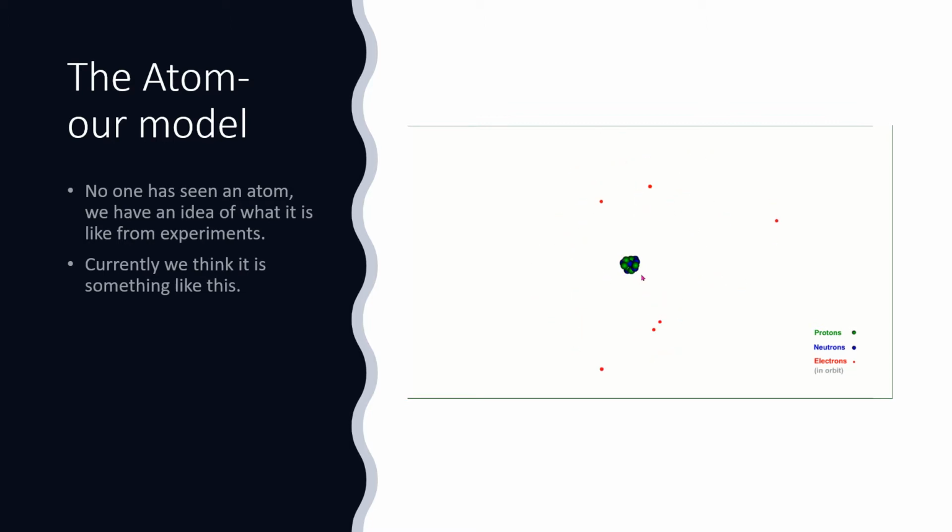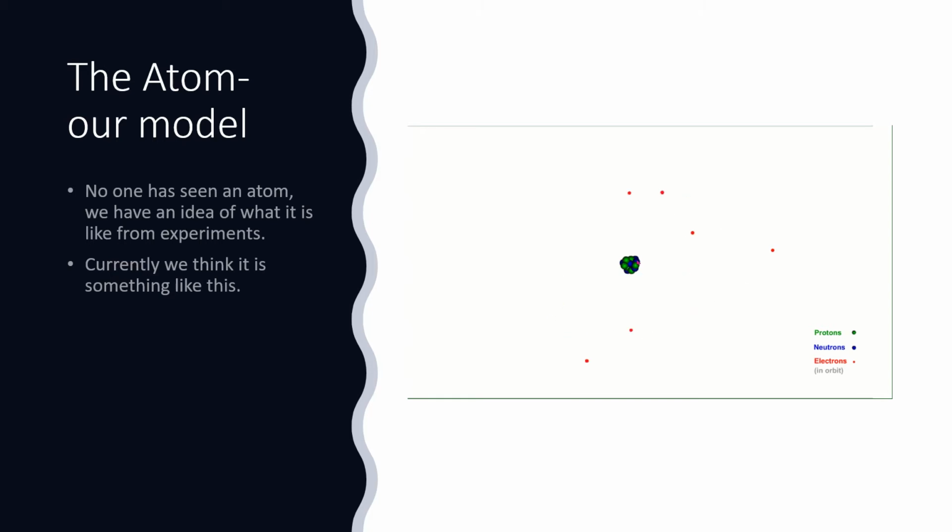In the middle is a nucleus, which contains the protons, which are here coloured green, and the neutrons, which are coloured blue. The protons and neutrons are about the same size as each other. Around the edge, coloured red in our diagram, in orbits or shells, are electrons. It takes about 2,000 electrons to be about the same size as a proton or a neutron. So you can see that our model isn't to scale.